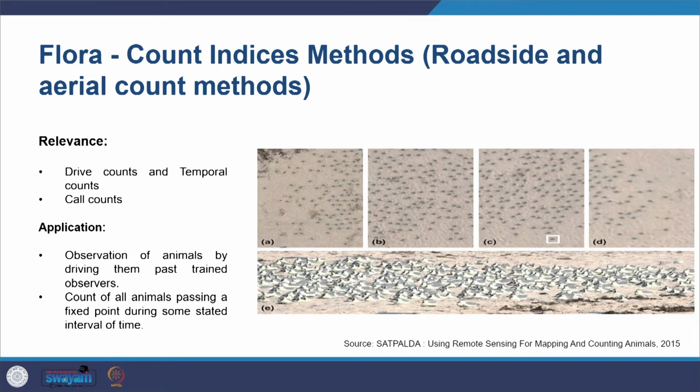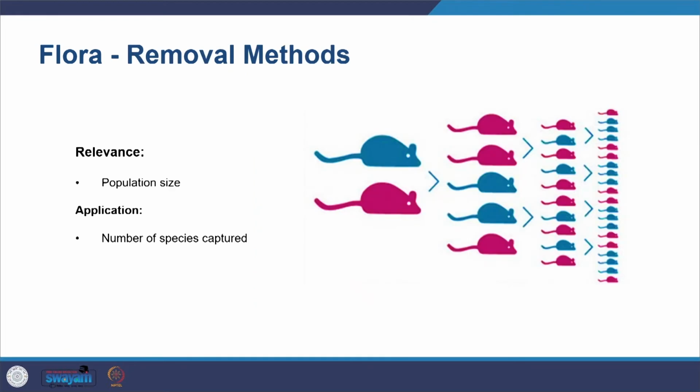Then you have the removal method, which is usually used to determine the population size. You look at the number of species captured, and it's usually used for estimating small mammals such as rodents through baited snap traps. So through that you do that.